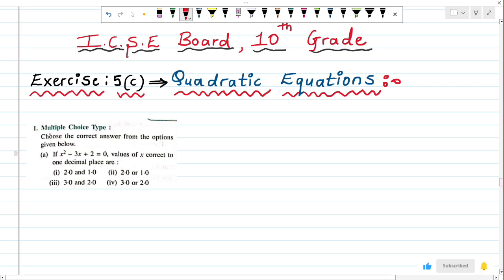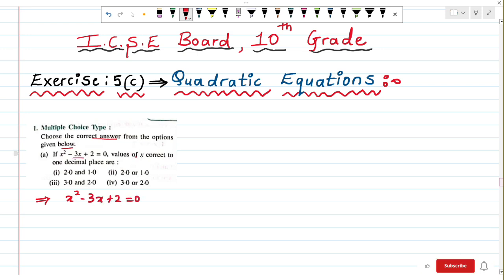So the first question they have asked here is multiple choice type. Choose the correct answer from the options given below. They have given the quadratic equation which is of the form x square minus 3x plus 2. So I'll write this equation x square minus 3x plus 2 equals 0. Now we have to find the values of x. They have given 4 options here. We will solve this and then we will find the value of x.